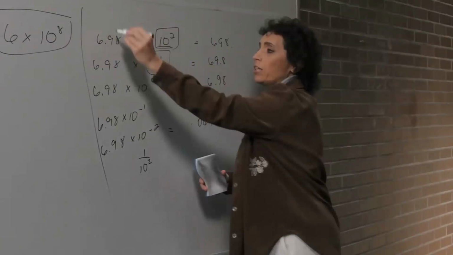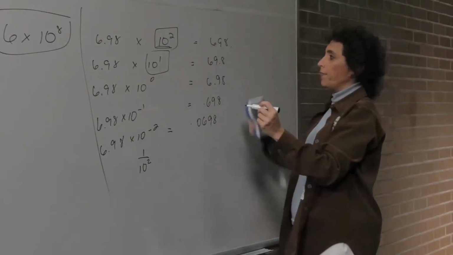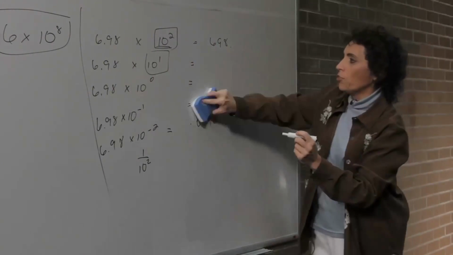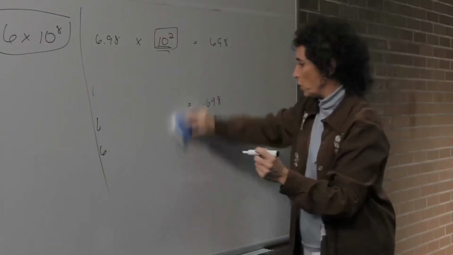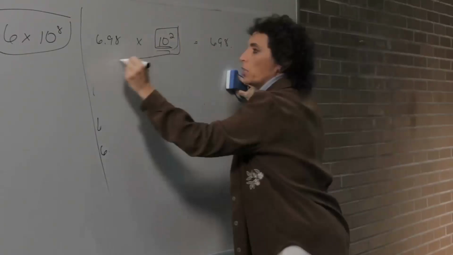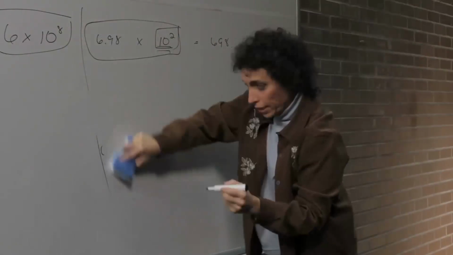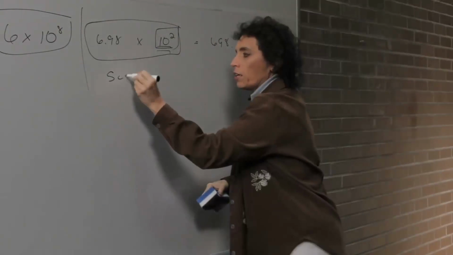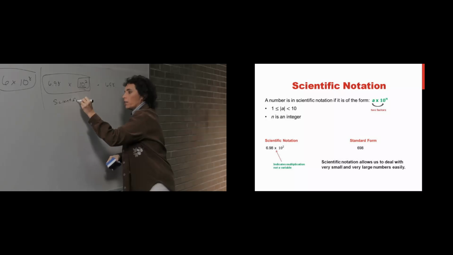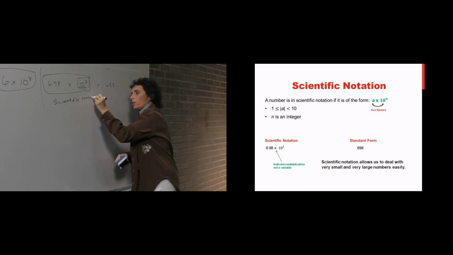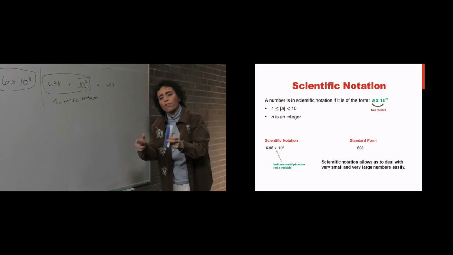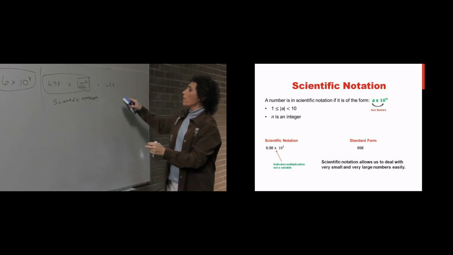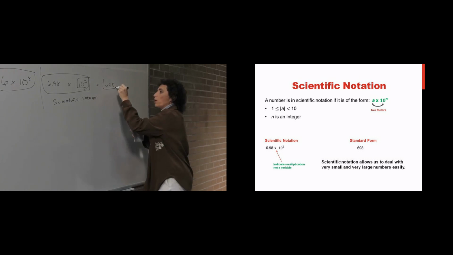This whole entire number, 6.98 times 10 to the second, this whole expression is written in scientific notation. Scientific notation is used to write very big or very, very small numbers, okay? So this is in scientific notation. This number, after we multiply it out, is called standard form.